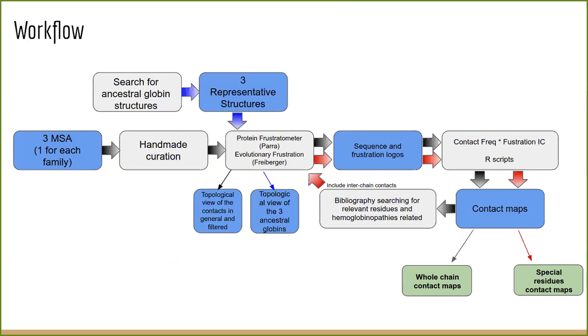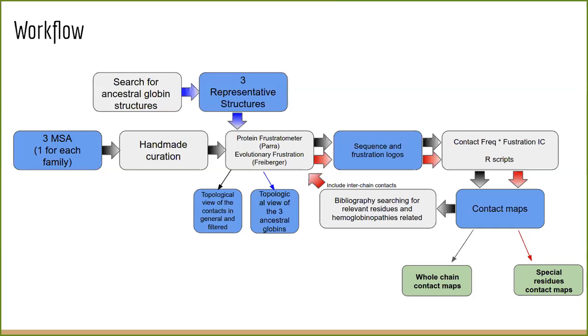The workflow goes like this. We obtained a non-redundant multifacet of 40 alpha globins, 41 beta globins, and 21 myoglobins, aligned them and handmade curated the alignments. Then we frustrated them individually with frustratometer and at a whole family level using the evolutionary frustration pipeline, obtaining identity logos and frustration logos.